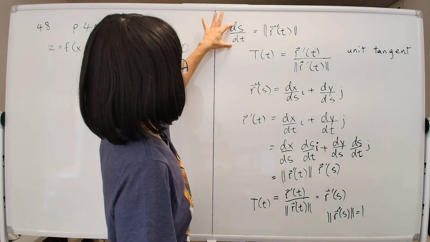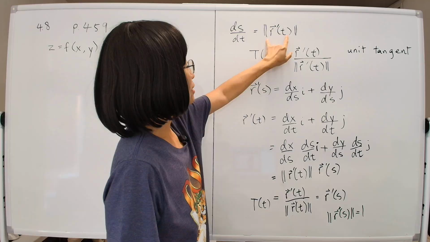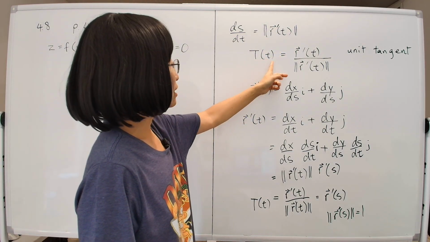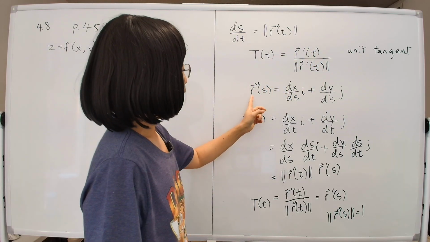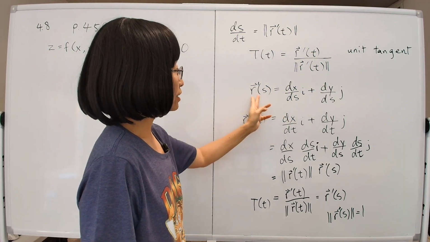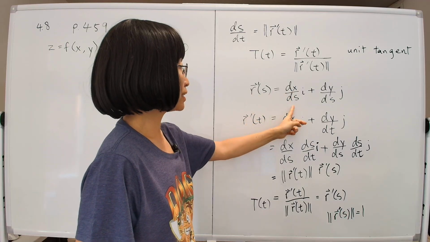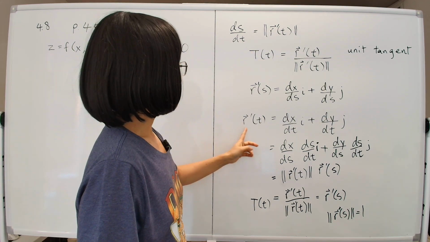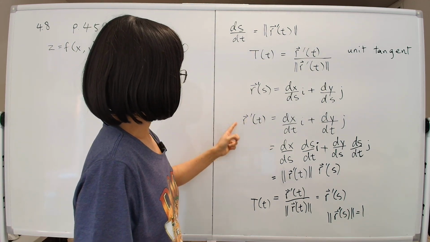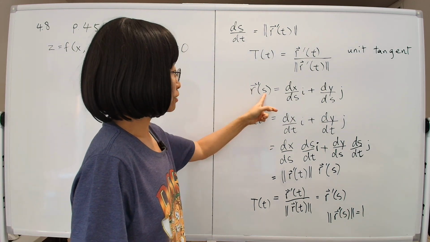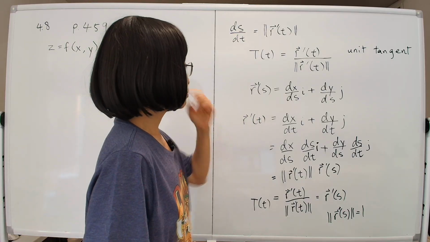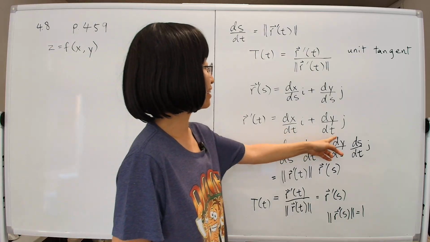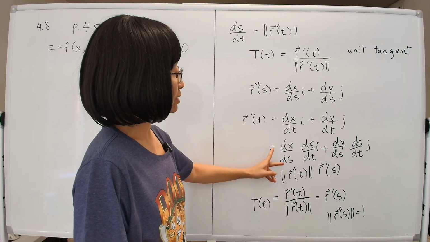We start with this: ds by dt is the magnitude of r prime of t. We saw that a little earlier. And then T of t is the definition. And then r prime of s, by the definition of the derivative of the vector, is dx by ds plus dy by ds, which we also saw earlier. So r prime of t, in other words, these are different. I'm taking the derivative with respect to different parameters, but the principle is the same. If it's with respect to t, then we just put t down here. That's all. And then I'm going to apply the chain rule.